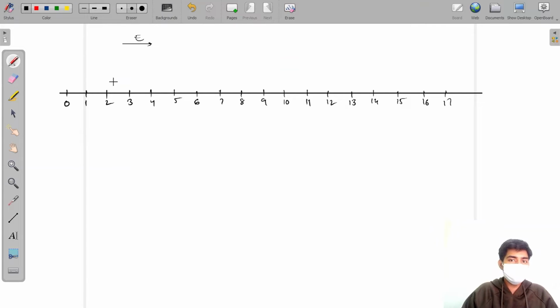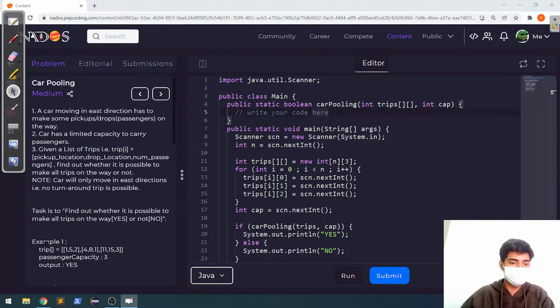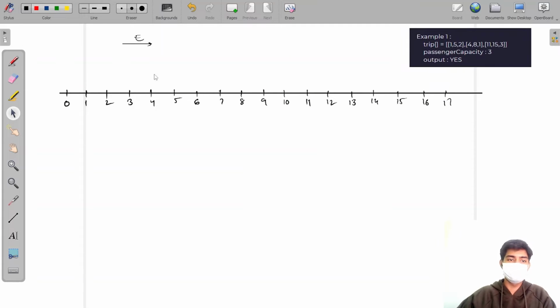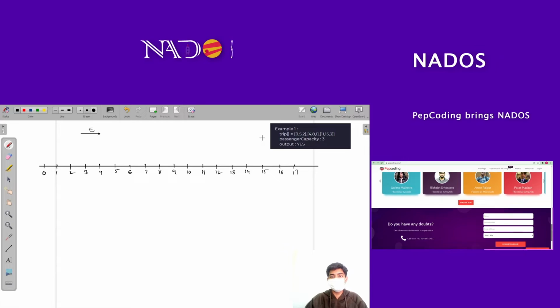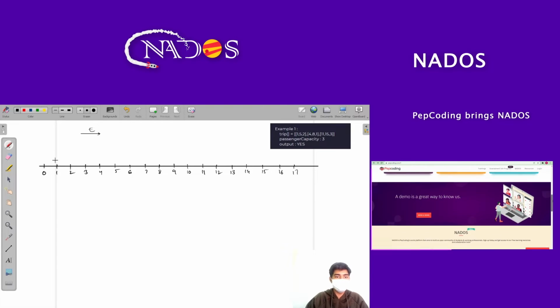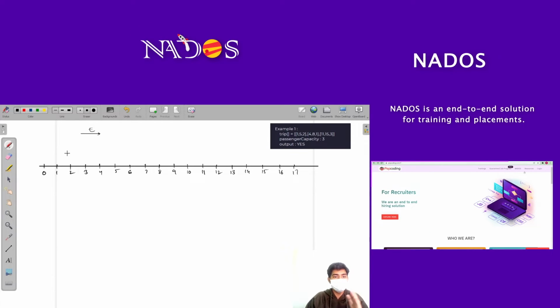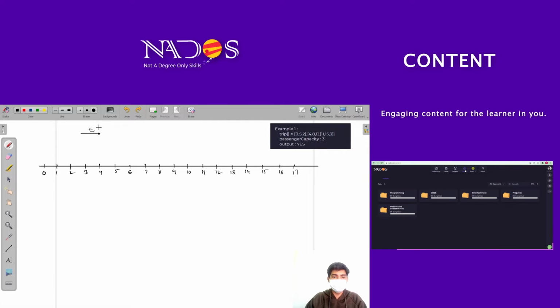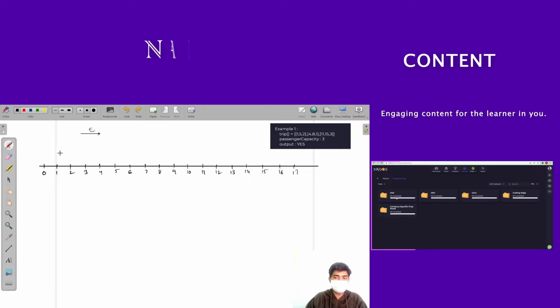So you're given some information in terms of coordinates. Let's take the sample input to see what the question is actually saying, right? It is saying that we have some trips, right? We have this car, and this car is going to make some trips, and these trips are only going to be in the east direction, right? The car will only move in the east direction.